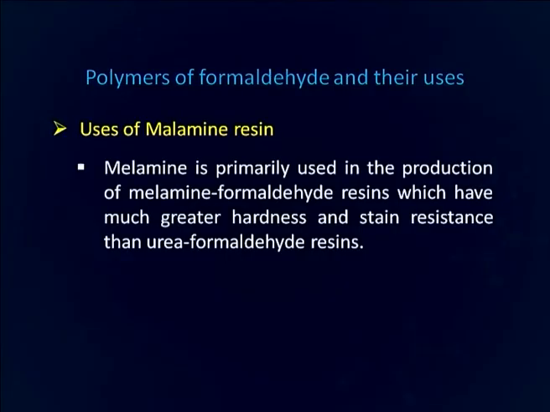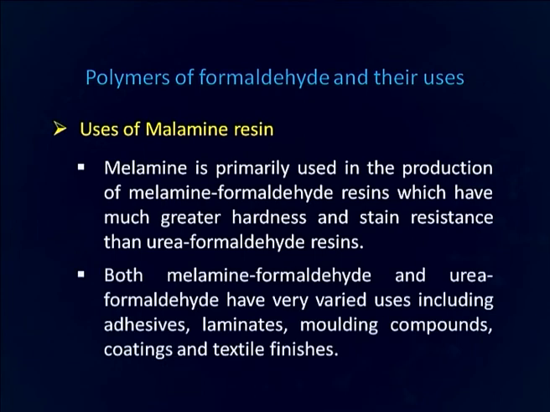Melamine is primarily used in the production of melamine formaldehyde resin, which have much greater hardness and stain resistance than urea formaldehyde resins. Both melamine formaldehyde and urea formaldehyde have very varied uses, including adhesives, laminates, molding compounds, coatings and textile finishes. We will now discuss the polymerization of acetaldehyde.